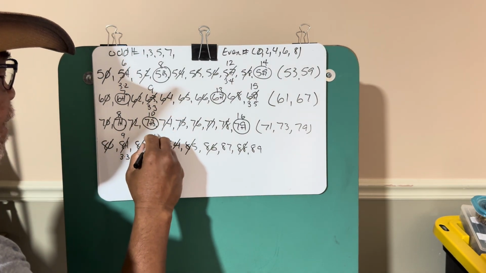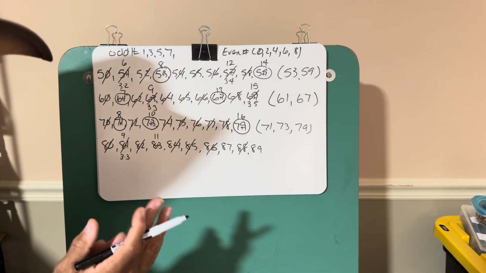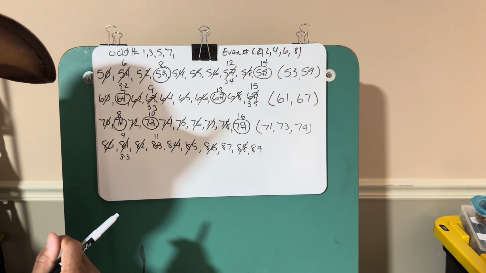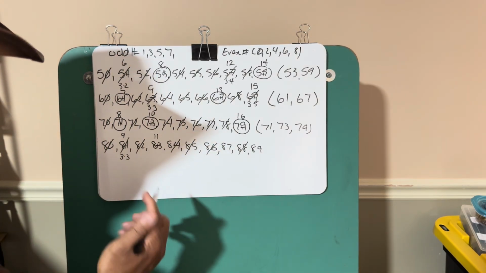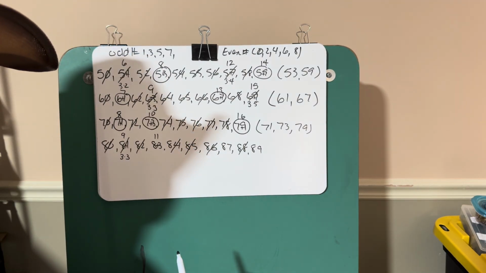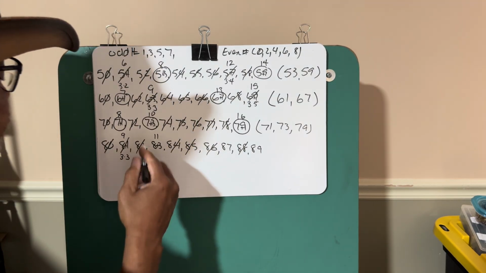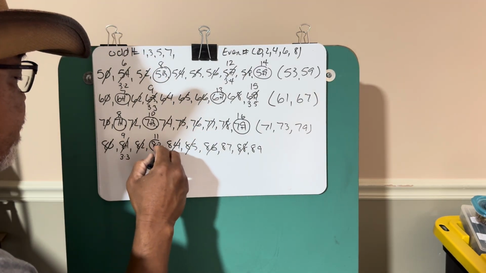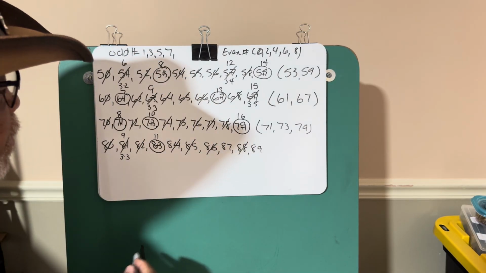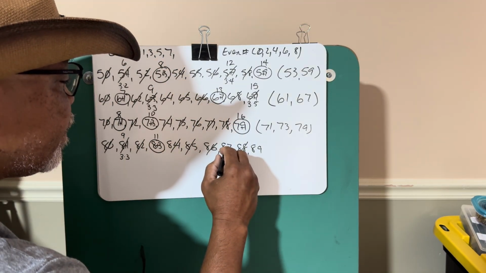Let's add these up. 11. Any number times 3 that's 11? Any number times 7 that's 83? Since both answers are no, 83 gets a circle. 87.